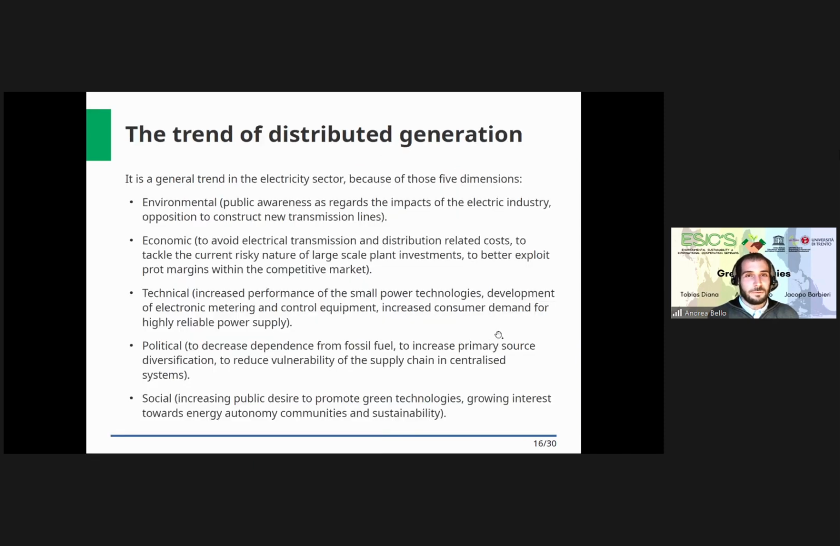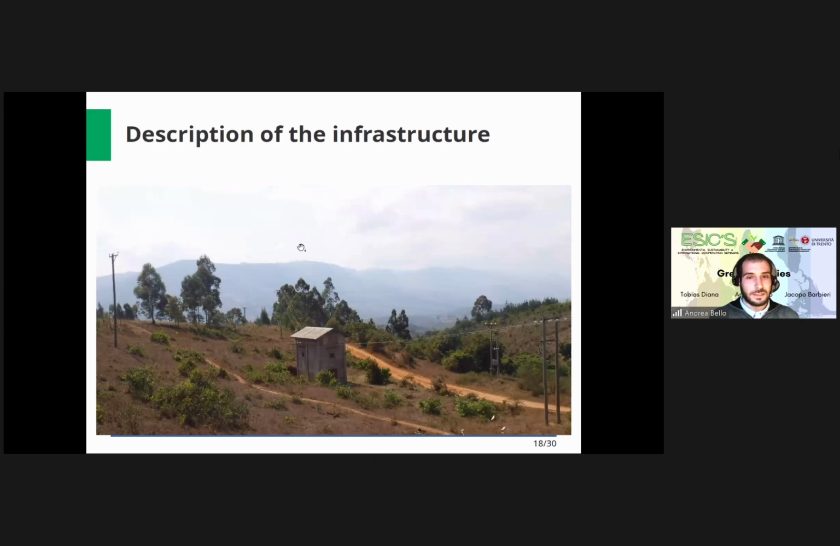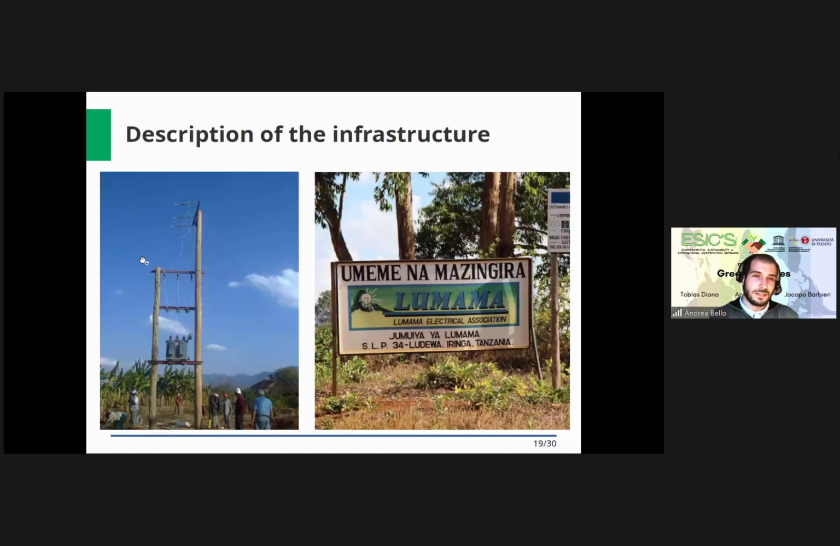Okay, this trend of distributed generation is also present in developed countries, but maybe I have time and I jump. We can see again the infrastructure. Just for curiosity, we have the transmission lines coming to this distribution cabin, and then the lines go ahead to bring the electricity to the villages. This is a distribution transformer where the lines arrive, and from here the electricity is brought to the households.